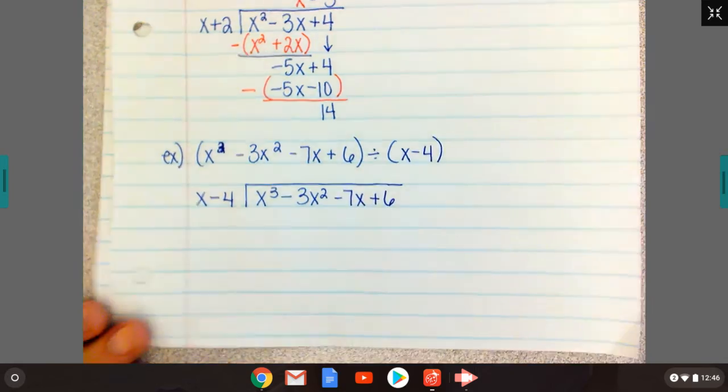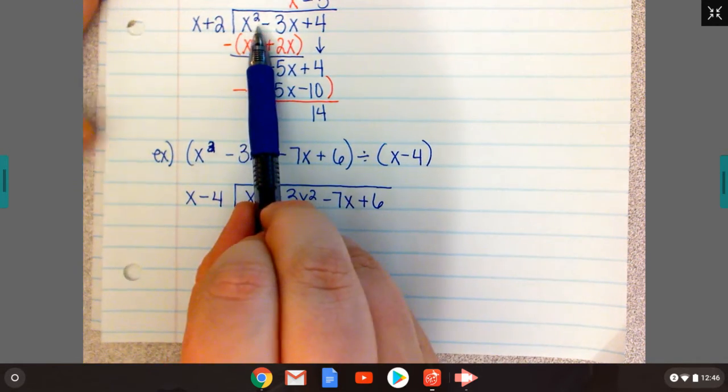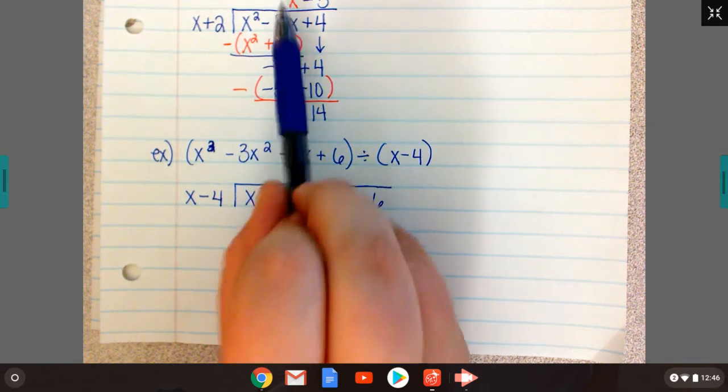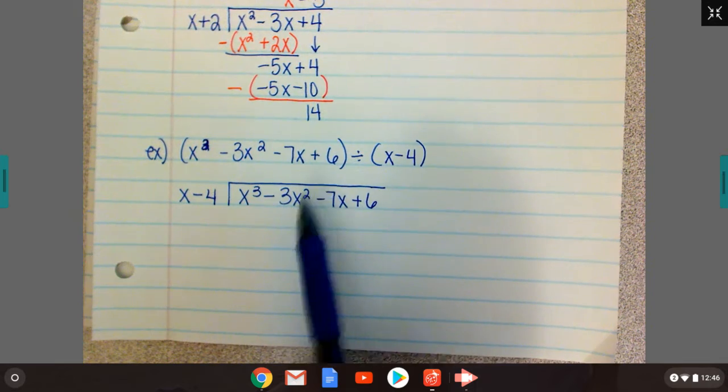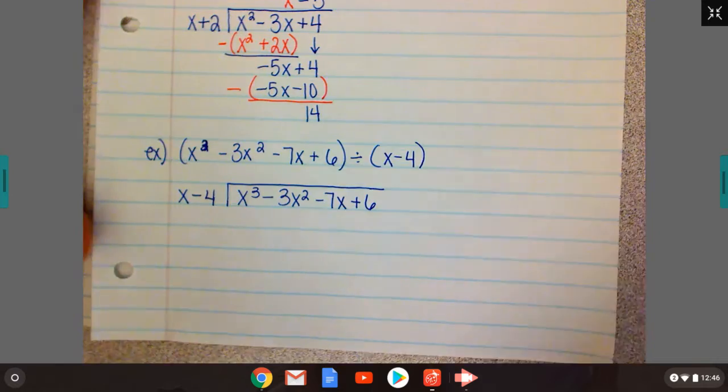Also notice in the last two examples I've done, the dividend was in standard form and also in descending degree, not missing anything. So x squared, x to the first, x to the 0, x cubed, x squared, x to the first, x to the 0. We aren't missing anything. In the next example I give you, we will be missing something. We'll have to make sure we have everything in play. So with this one, we can go ahead and jump in.